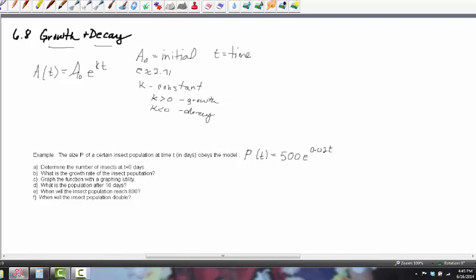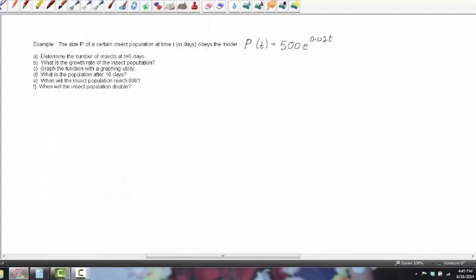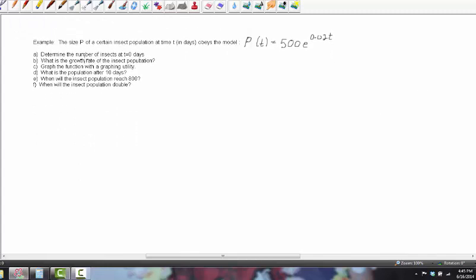So, for example, you might see something like this, where it says the size P of a certain insect population at time t in days obeys the model P of t is equal to 500 times e to the 0.02t. And you might be asked to answer a series of questions like these. So let's look at the first one. Letter A says determine the number of insects at t equals 0 days.